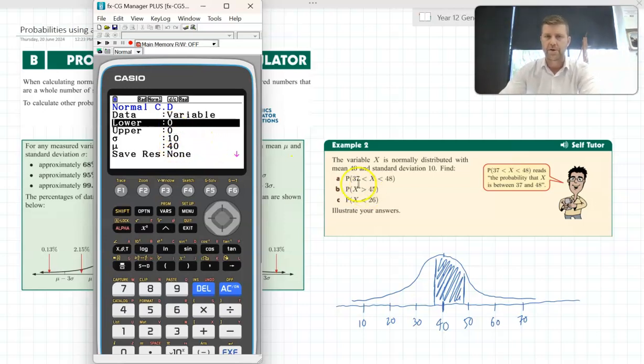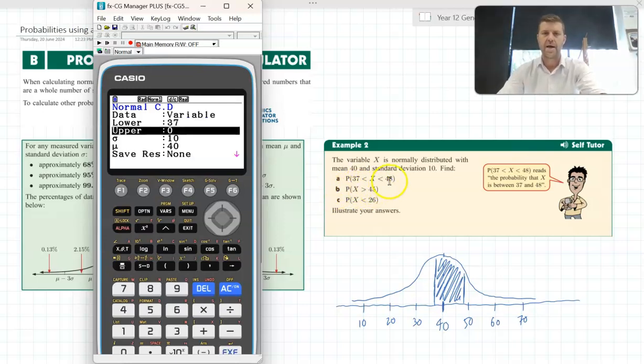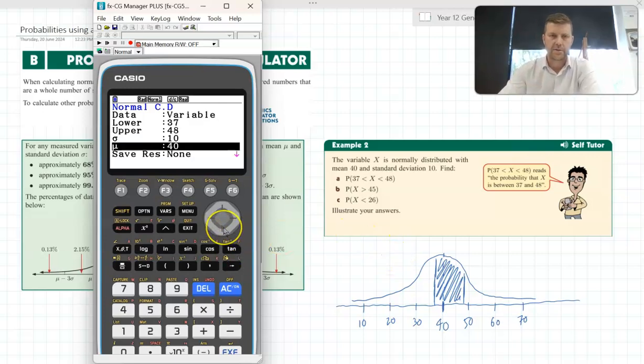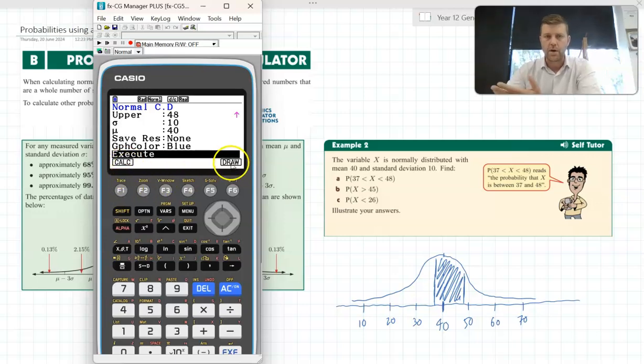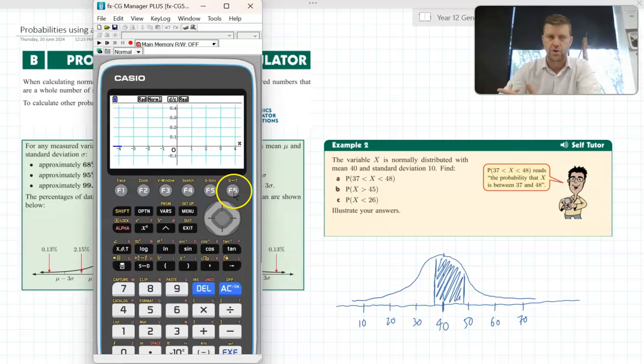So I'm going to set my lower boundary as 37. I'm going to set my upper boundary here as 48. Once I've done that, I can then scroll down here and press execute to calculate that. What I like to do is see the picture as well. So if you press F6 to draw it, it gives you a little diagram or picture of the section that we're talking about, and it also gives you the probability down here.